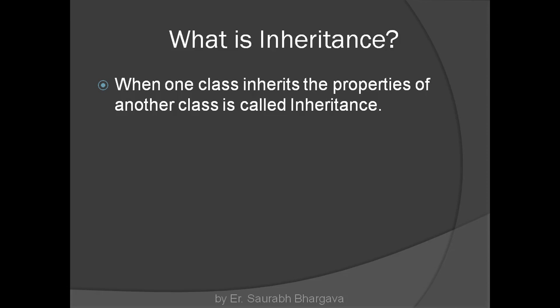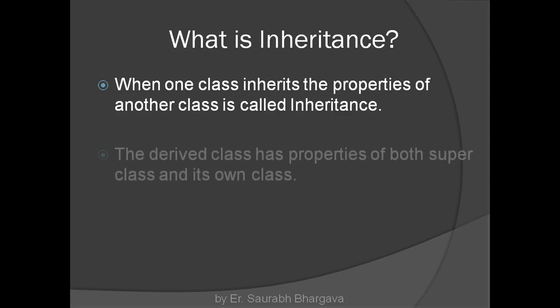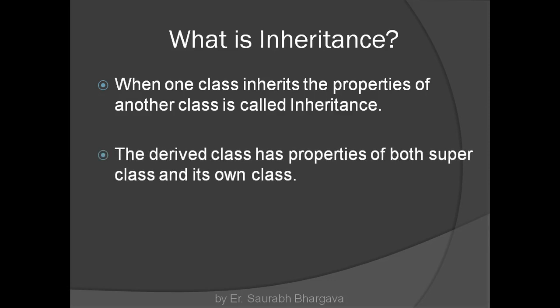Whenever we want to copy the properties of one class to another class, it generally happens when one basic class is formed. When some of the properties are general to other classes, then these general properties are stored in one class, and that class is copied to another class, and in that case we use inheritance. The derived class has properties of both the superclass and its own.